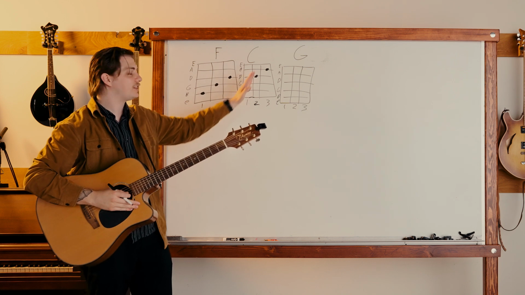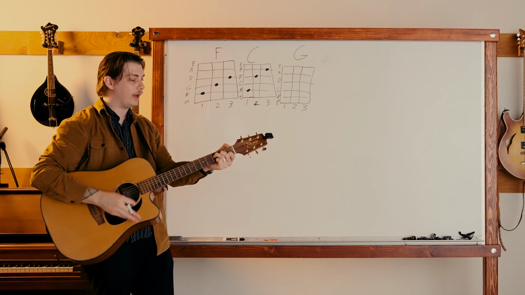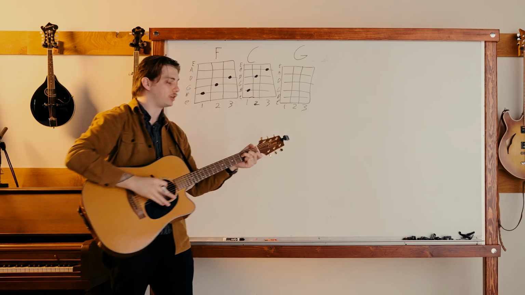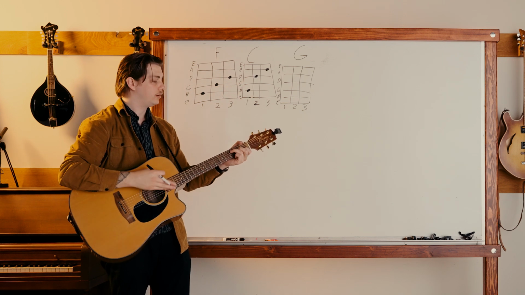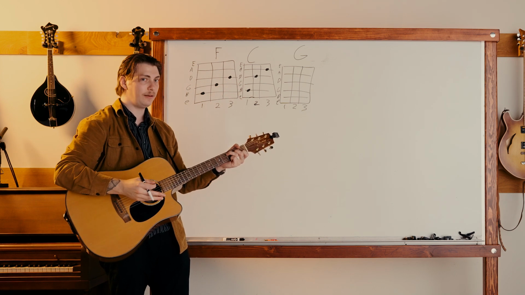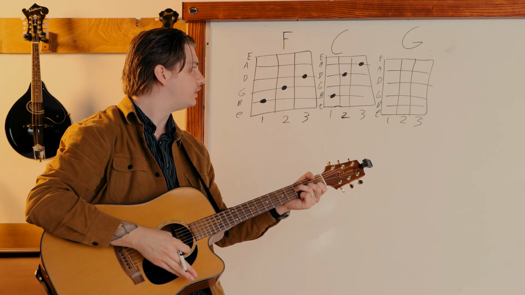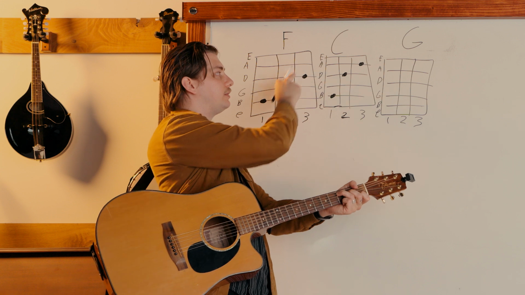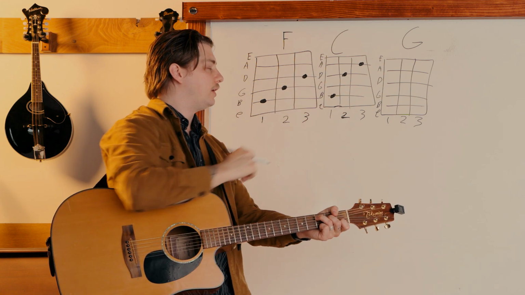This is almost exactly the same as this one, right? Except I'm just moving these two fingers up. And now you see how there's a space on the G string? You see that? So here's my F, and here's my C. All I do is I move these two fingers up. Okay?